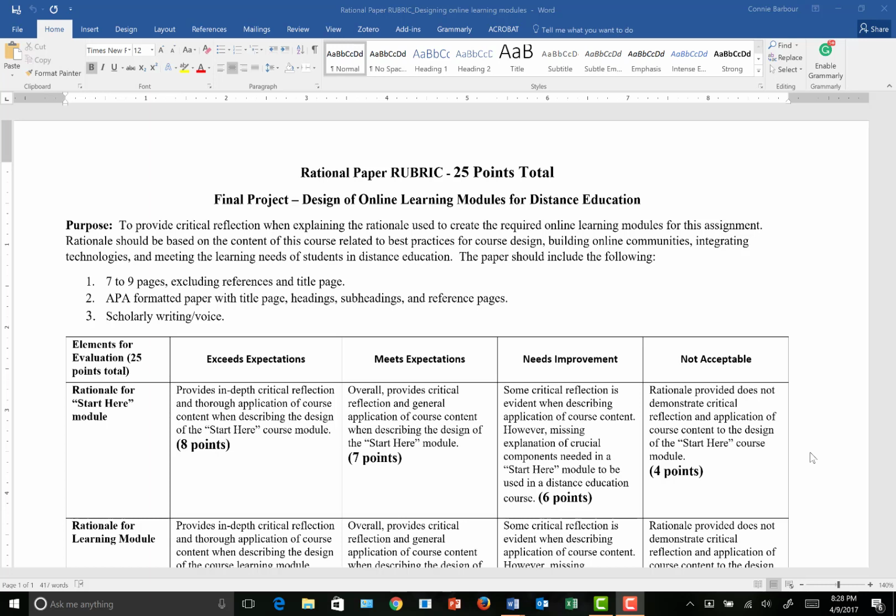It seems like forever, but that you did in your adult learning course for your learning environment project that you had done in there for Susan. So this is just, again, a rationale paper. I mean, it still should be scholarly. It should still have references formatted in APA format.